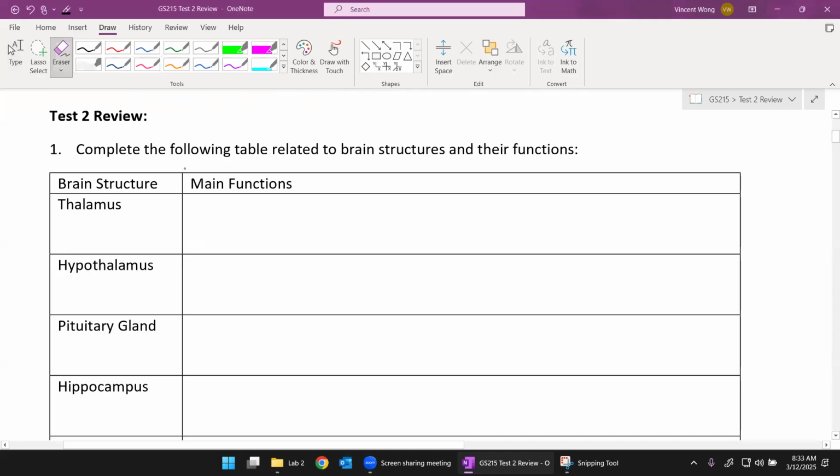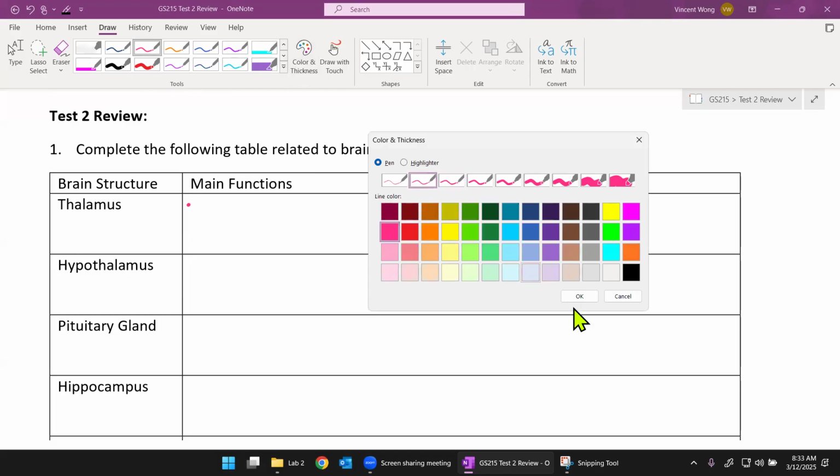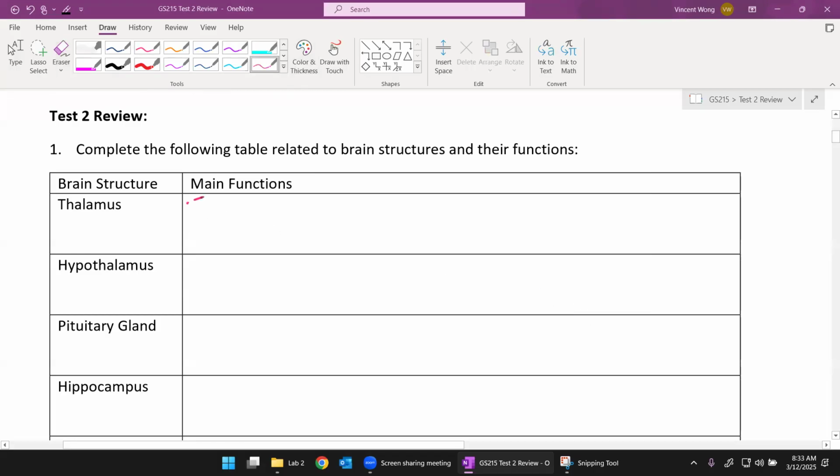The first one is thalamus. So the main function of the thalamus is to filter sensory information, except for smell.